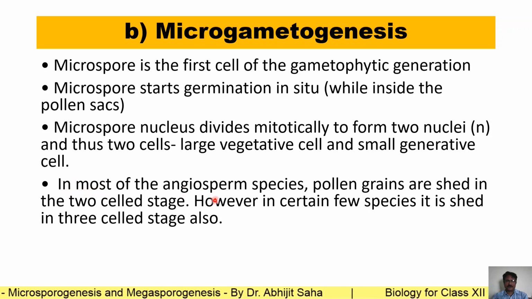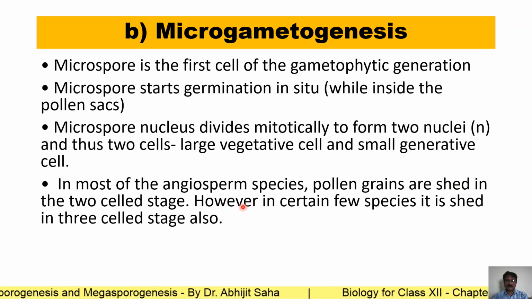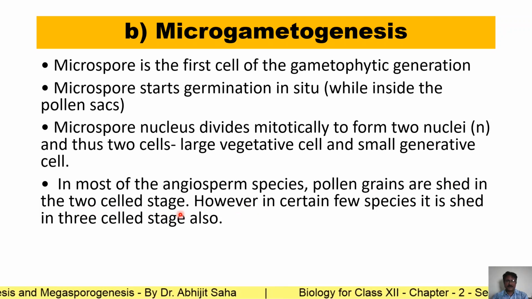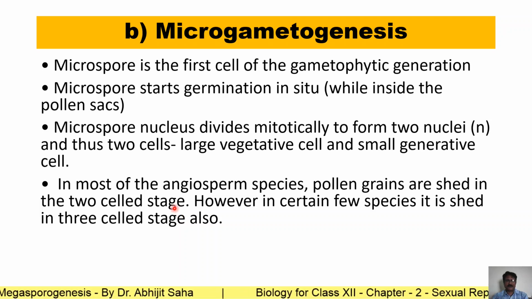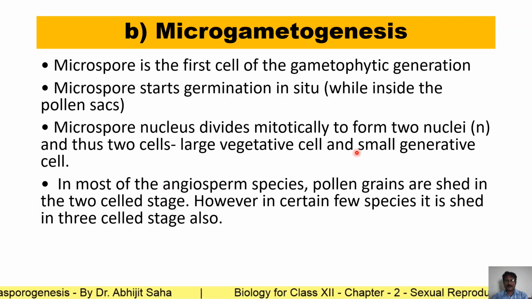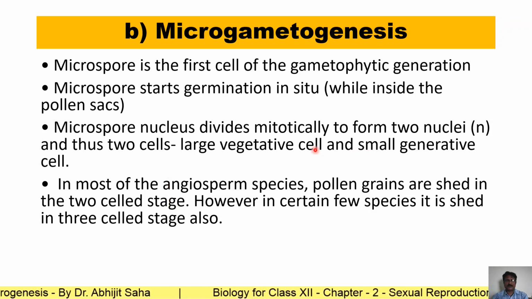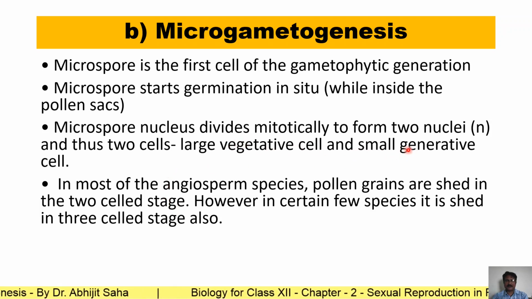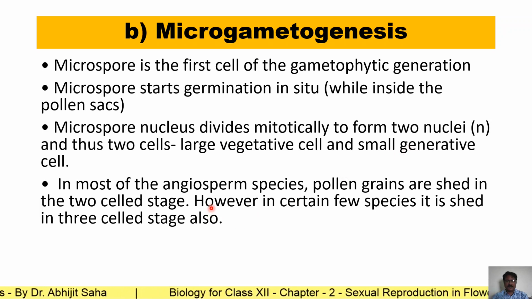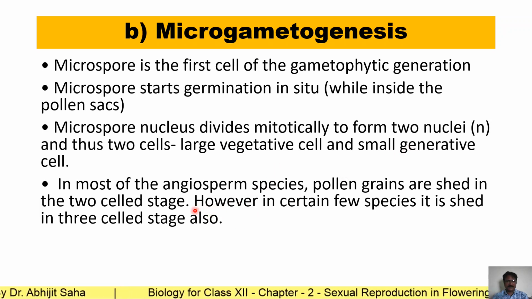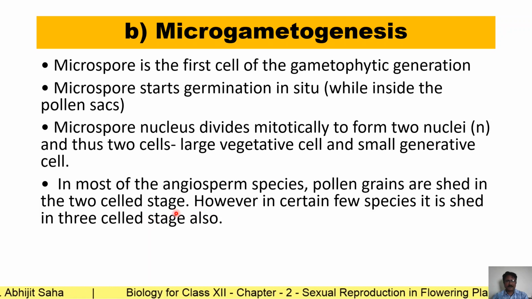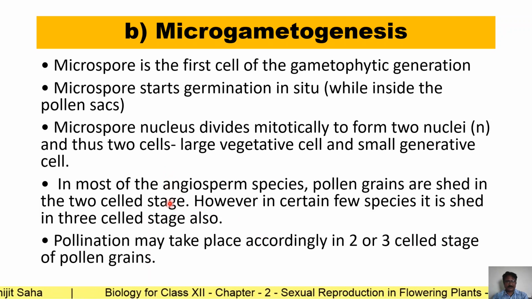In most of the angiosperms, what happens? Pollen grains are shed in this 2-celled stage. Means when the pollen grains are shed, at that time inside the pollen grains there are already 2 cells. One is the vegetative cell and another is the generative cell. Apart from this, there are many species where it may be shed in the 3-celled stage also.